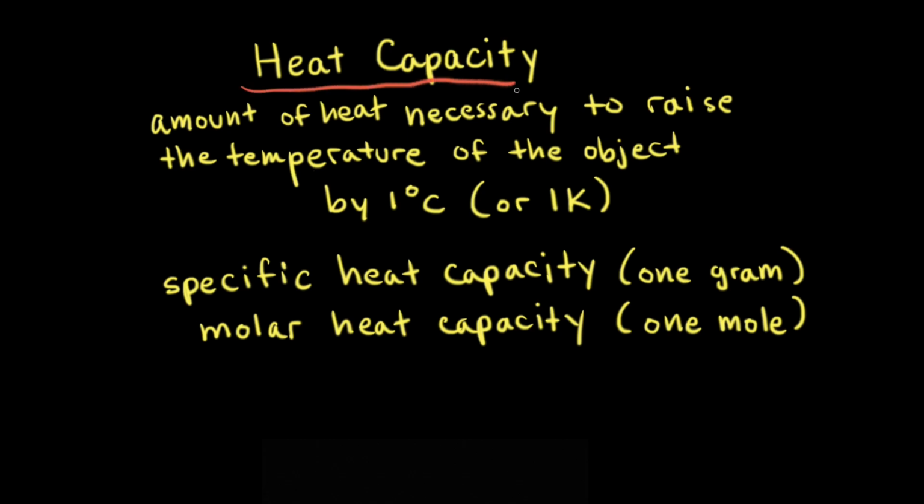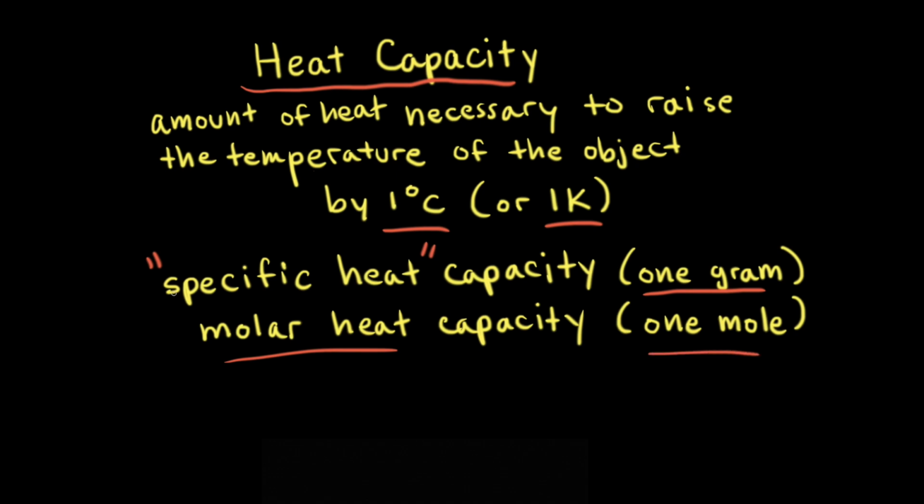The heat capacity of an object is the amount of heat necessary to raise the temperature of the object by 1 degree Celsius or 1 Kelvin. The specific heat capacity, which is often just called specific heat, is the heat capacity of 1 gram of a substance, while the molar heat capacity is the heat capacity for 1 mole of a substance.